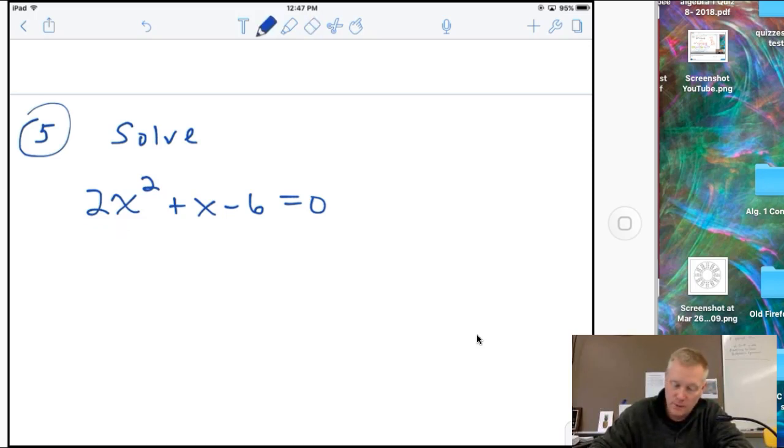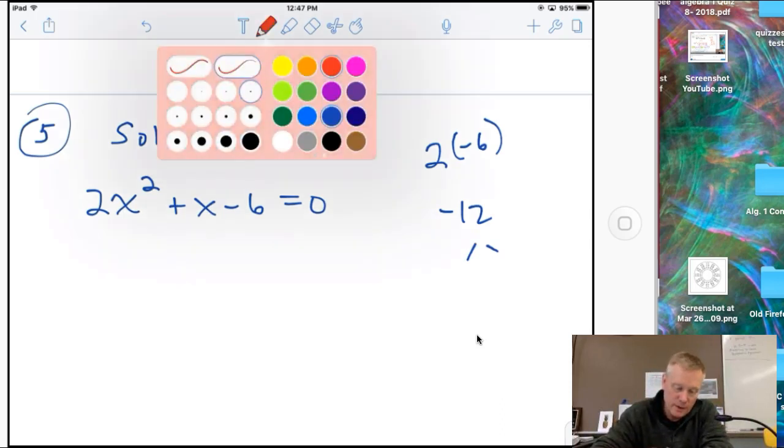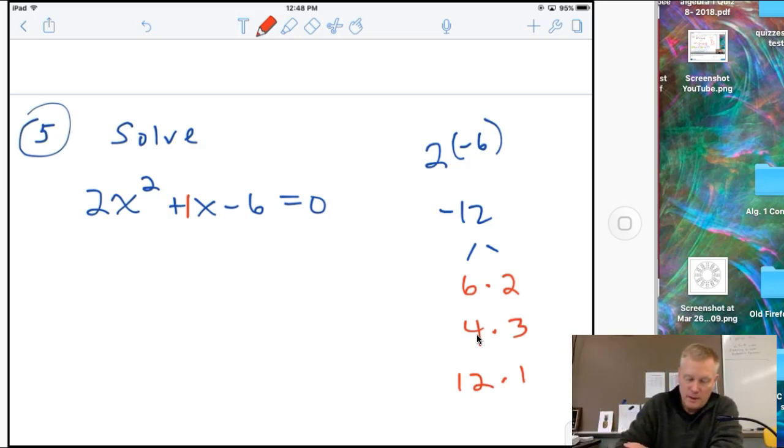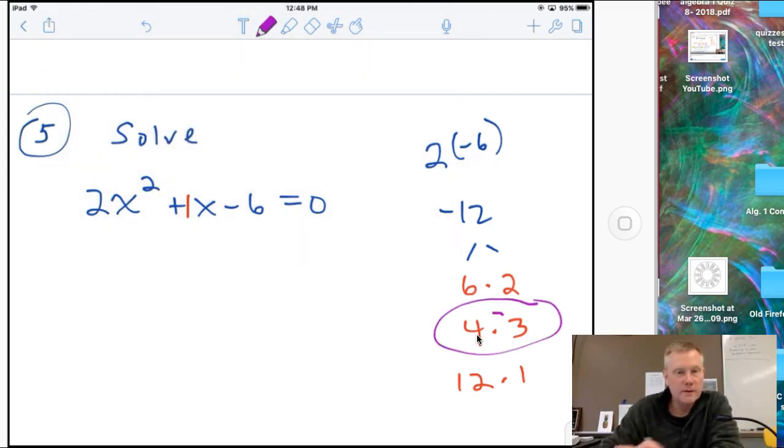So in order to start, I'm going to go a times c, which is 2 times negative 6, which is negative 12. And then I'm looking for the factors of negative 12 to add up to the middle number in front of the x, which in this case, there's an implied 1 there. Anytime there's nothing in front of an x, that's an implied 1. Okay, things that multiply to 12. 6 and 2, 4 and 3, and 12 and 1. Now, I know one of them is going to be negative because I need it to multiply to negative 12. So, I think if I make that 3 a negative, then they should add up to positive 1.